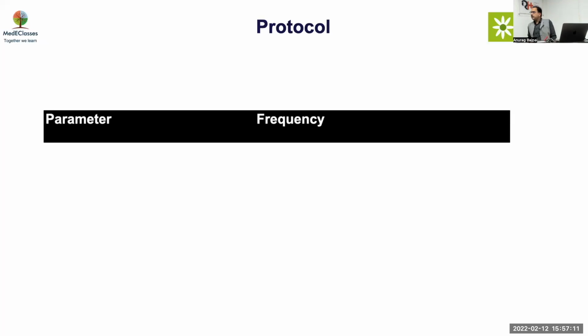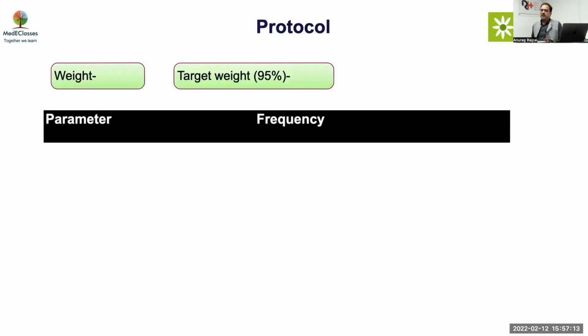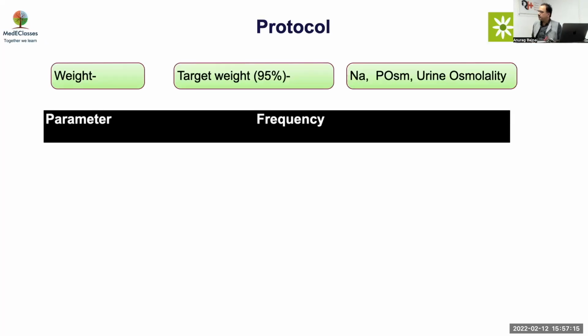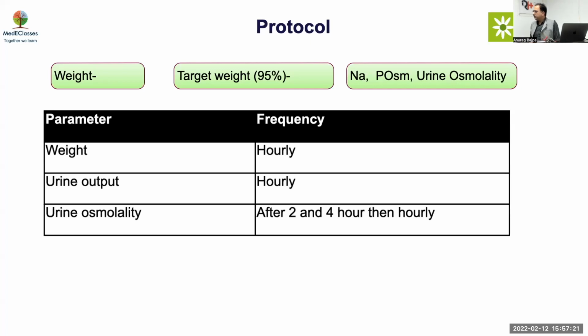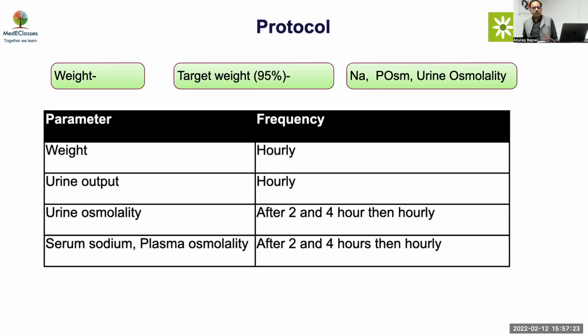So the protocol is that you take the weight, you take the target weight, which is 95%, measure sodium, plasma osmolarity, urinary osmolarity, and monitor weight, urine output, urinary osmolarity, serum sodium, and plasma osmolarity regularly. You have to tell the lab that we want the results quickly, because if they take 2 hours for the result to come back, you're going to be in a mess, because it's a very dynamic situation.